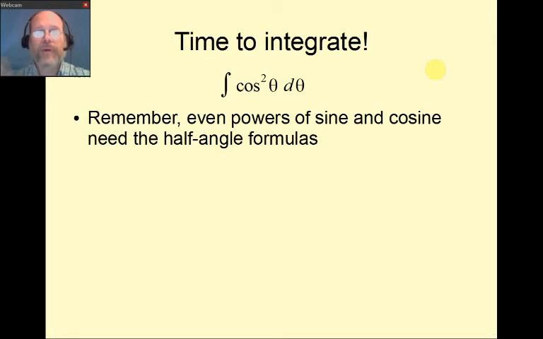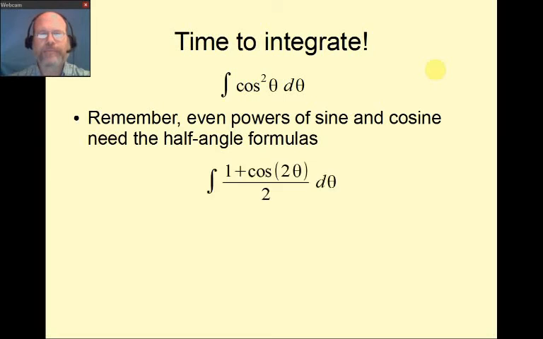Now if you're having trouble remembering the half angle formulas, that's alright. You can look it up real quick and refresh yourself. You may remember it has square roots in it, and that's why it's nice for working with trig functions, cosine or sine, when they're being squared. So the half angle formula will give us this replacement. We have the integral of 1 plus cosine 2 theta over 2 d theta. And again, look up the half angle formula, see how that works for yourself.